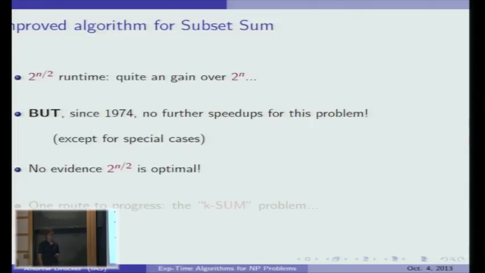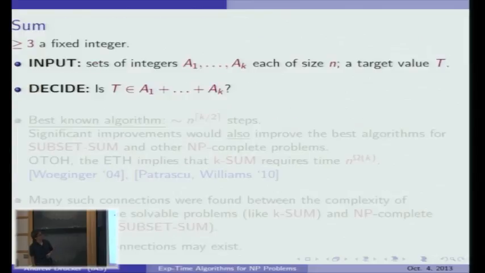On the other hand, we have no evidence from complexity theory that this 2 to the n over 2 should be optimal. So the exponential time hypothesis predicts there should be some 2 to the c times n here, which is like a barrier, but we really have no account of where that barrier should be. One route to progress on this problem is through a so-called k-sum problem, which I'll define next.